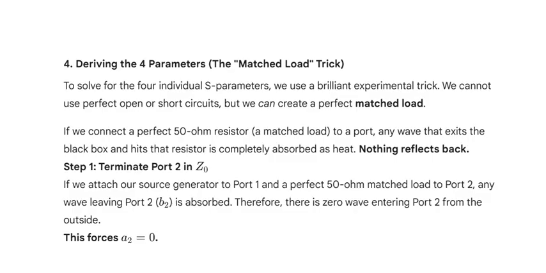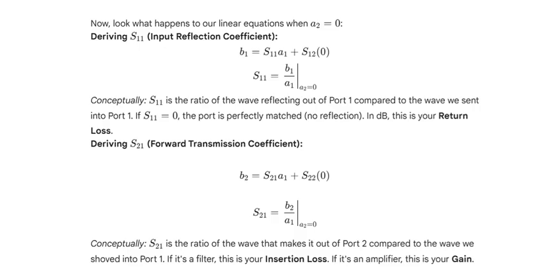Step 1. Terminate port 2 in Z0. If we attach our source generator to port 1 and a perfect 50 ohm matched load to port 2, any wave leaving port 2, B2, is absorbed. Therefore, there is zero wave entering port 2 from the outside. This forces A2 equals 0. Now, look what happens to our linear equations when A2 equals 0.